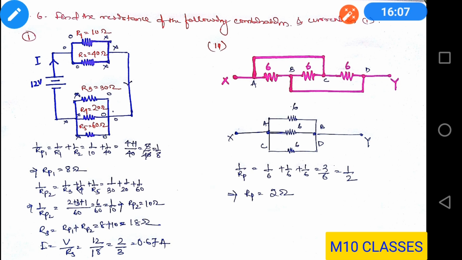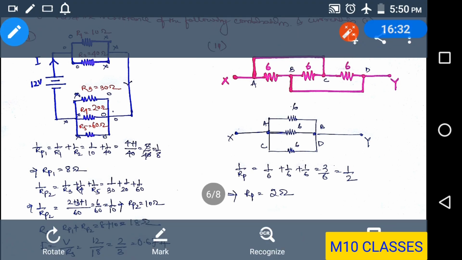Students, always remember that if between 2 points there is no resistor, then consider that both the points are the same. I'm telling you again, if between 2 points there is no resistor and they are connected through a wire, consider them as the same point. Now we have to find the equivalent resistance between X and Y, so I have taken X and Y here.